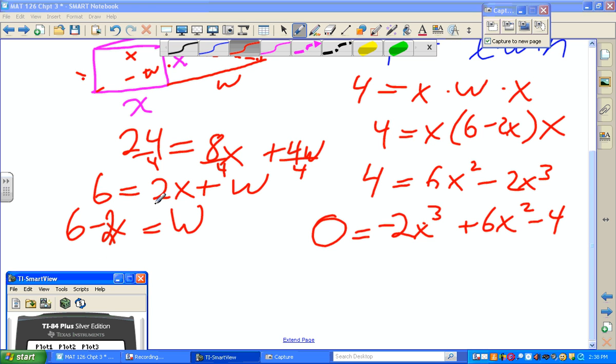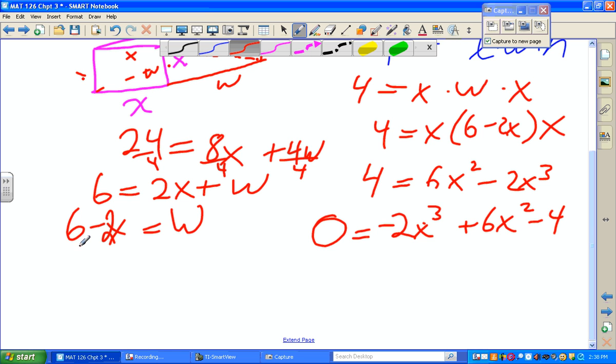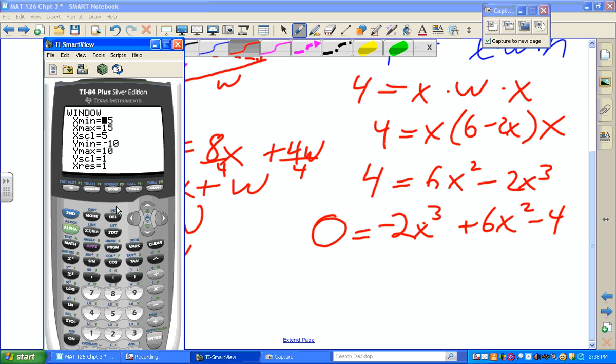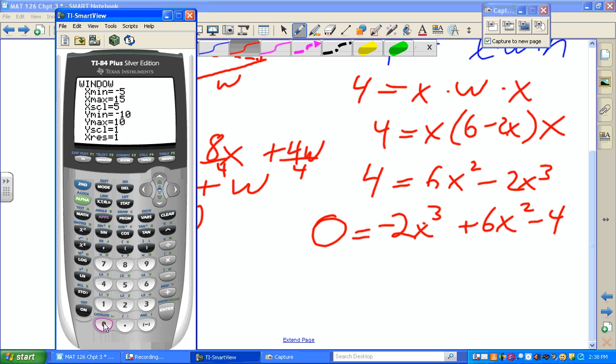Well, yeah, between 0 and 24, but it can't be any bigger than 3, can it? Because you got 6 minus 2x equals w, so x can't be bigger than 3, can it? So I'm going to make that my window. Window from 0 to 3. There's always a restriction in story problems. 0 to 3. I'll go by ones.